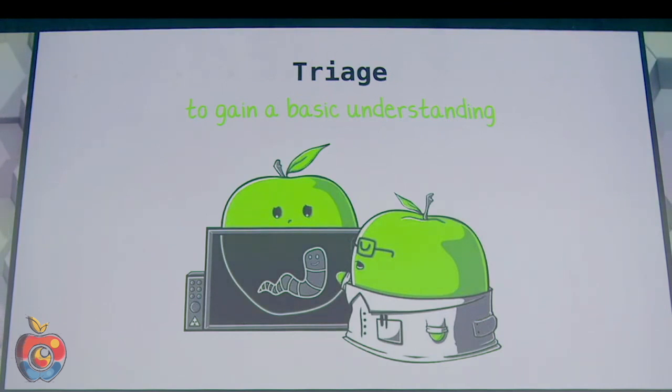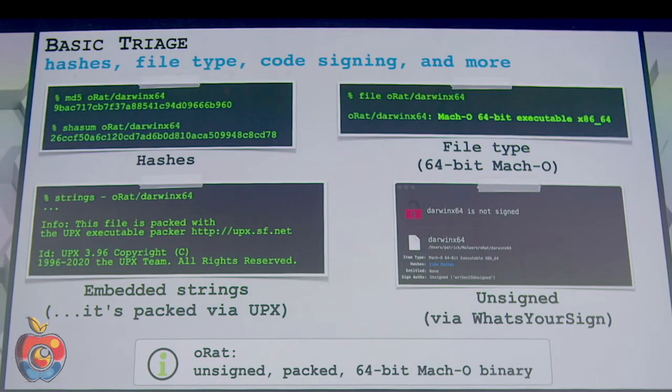Now, anytime I get a new Mac malware sample, I like to perform some basic triage. This is going to be similar to what Kristen talked about. So before we dive too deeply into the malware, let's do some basic triage. We want to figure out things like its file type, code signing information, and also run the strings utility to see if anything interesting pops out.